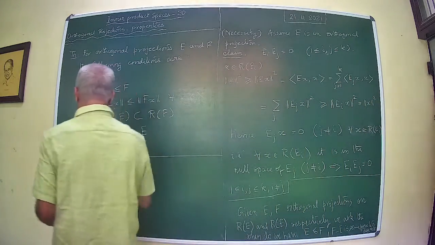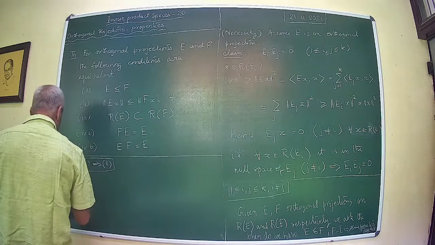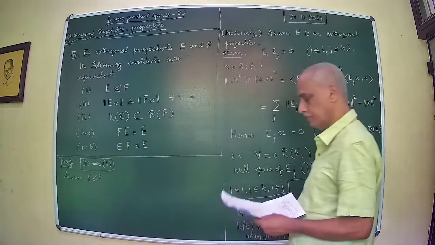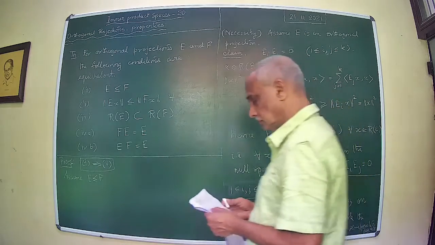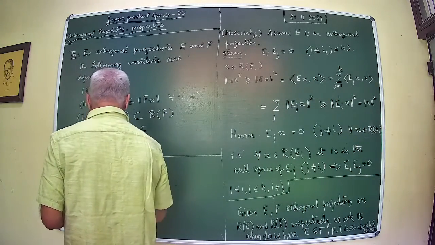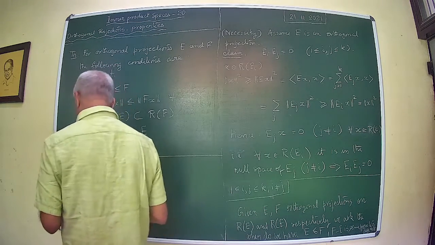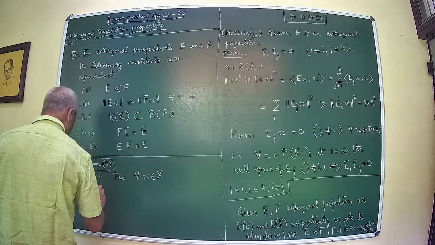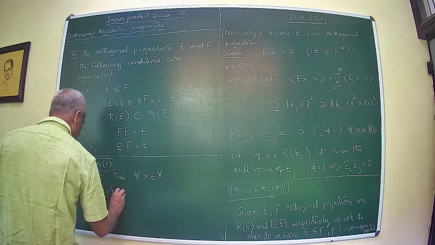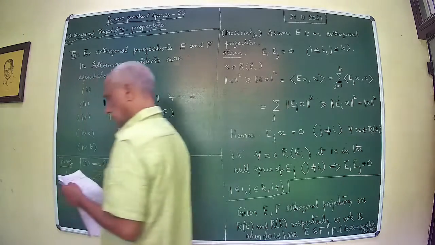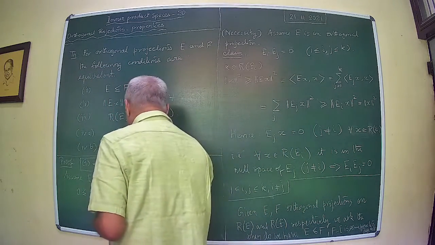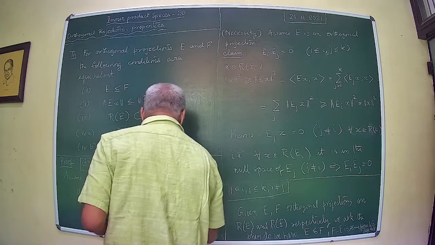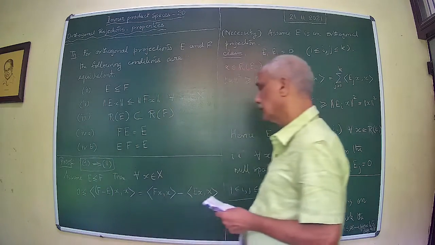So what is the assumption? Assume E is less than or equal to F. Then for every x belonging to X, this is what you get: 0 is less than or equal to the inner product of (F minus E)x, x, and this is equal to the inner product of Fx, x minus the inner product of Ex, x. This is true for every x.